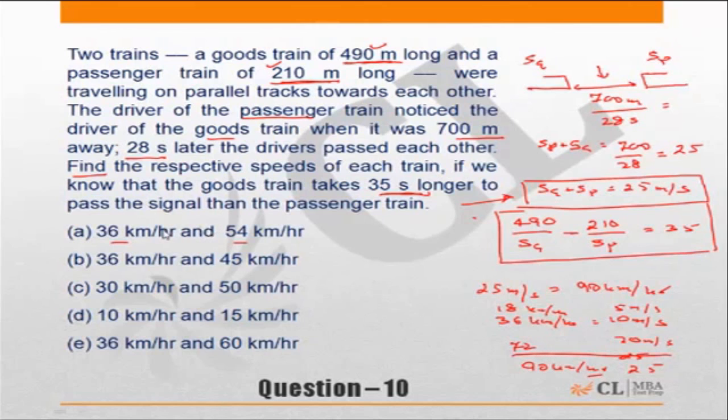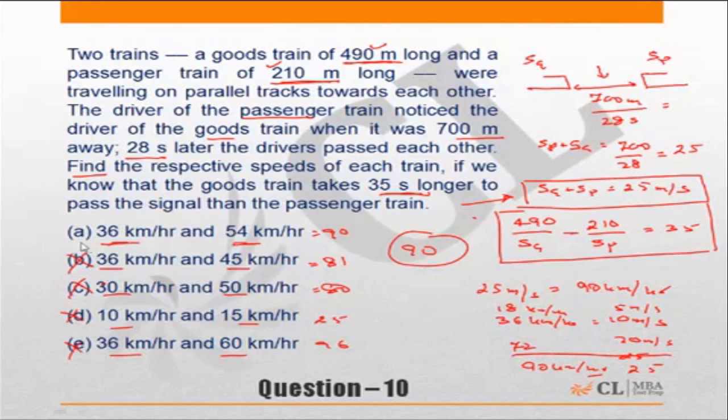And what do the choices give us? They give us the sum of the speeds. So let's check the choices. Choice A, 36 plus 54 is equal to 90 kilometers per hour, so this can be correct. Choice B, 36 plus 45 is 81 kilometers per hour, so choice B is incorrect because the sum of the speeds has to be 90 kilometers per hour. Choice C, 30 plus 50 is 80, incorrect. Choice D, 15 plus 10 is 25, incorrect. Choice E, 36 plus 60, 96, again incorrect. The correct answer is choice A.